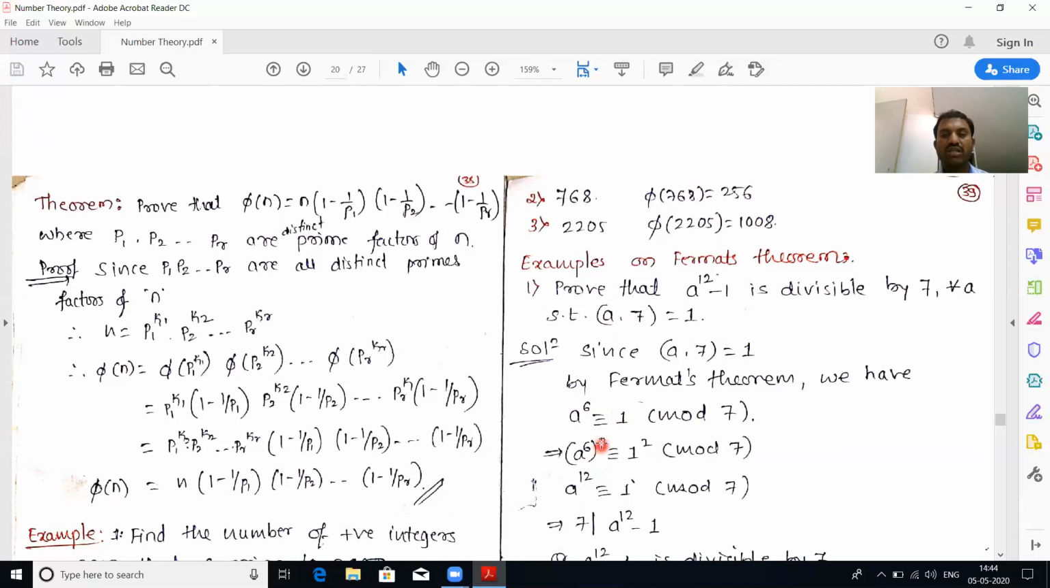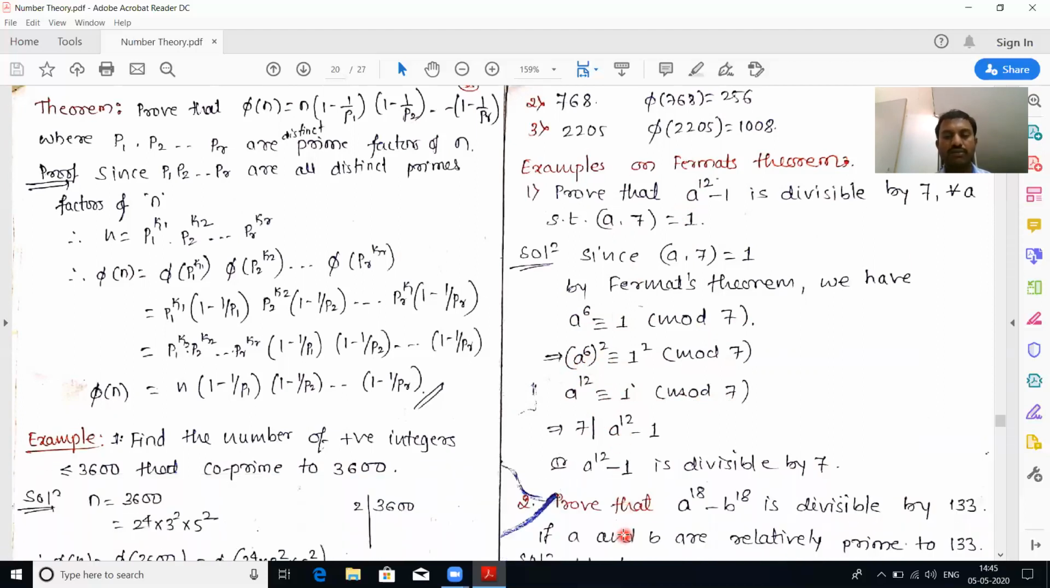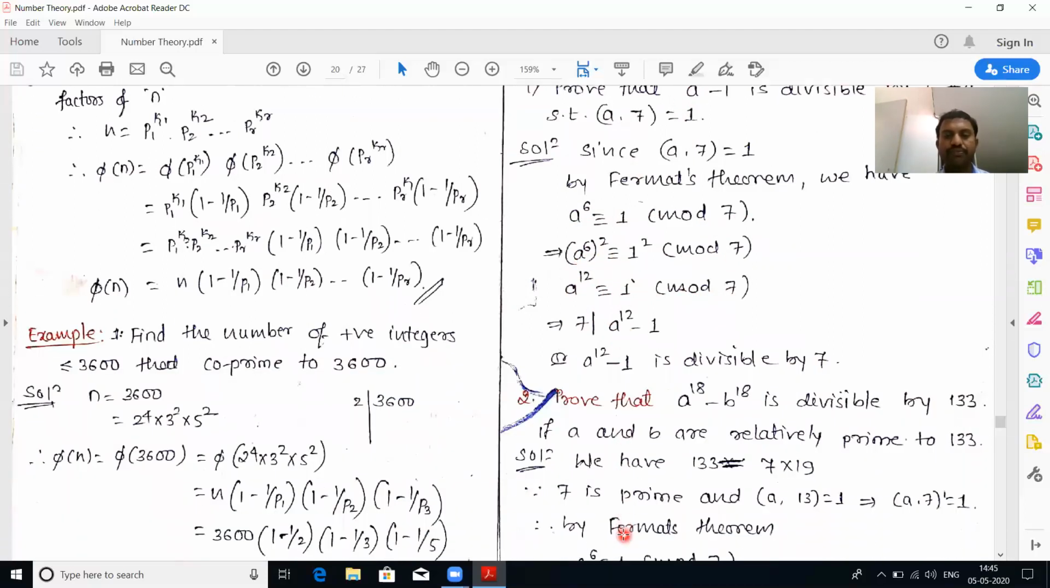So squaring on both sides, we need here a raised to 12. So I'll take square on both sides: a raised to 12 is congruent to 1 square mod 7. 1 square is 1 itself. So a raised to 12 is congruent to 1 mod 7. That implies, according to the definition, 7 divides a raised to 12 minus 1, or a raised to 12 minus 1 is divisible by 7. This is the first example.